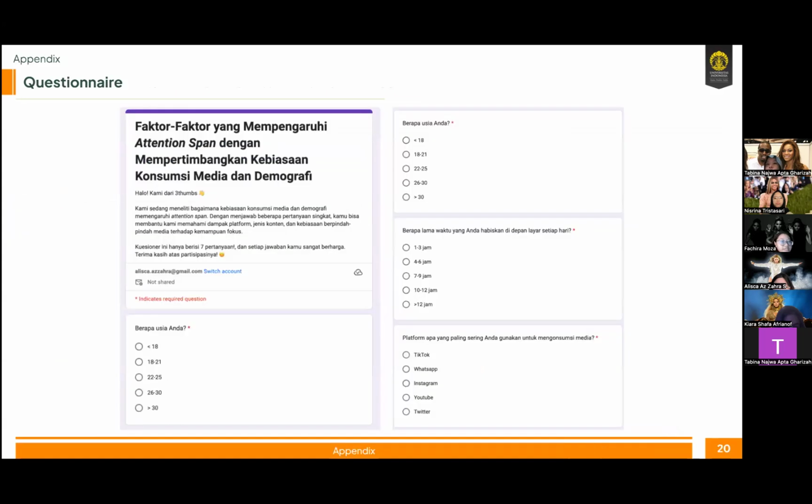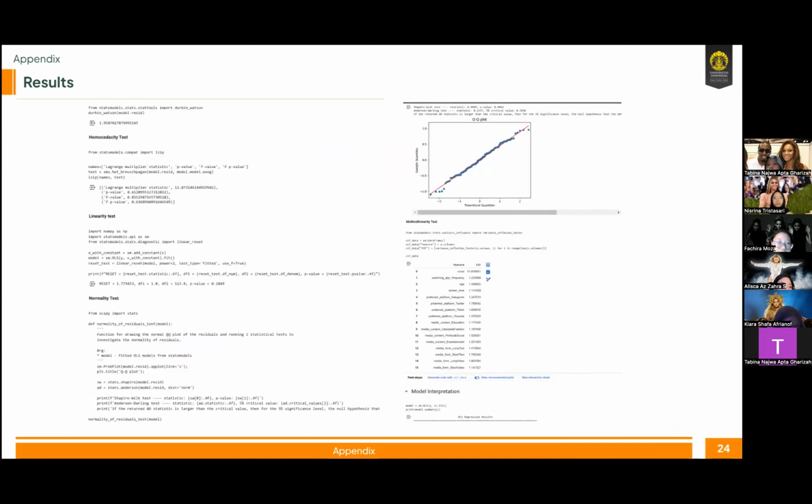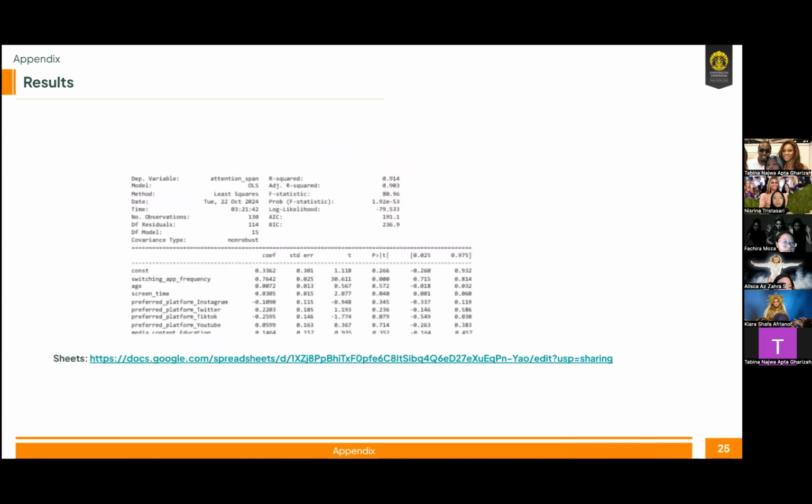And this is the questionnaire that we did. This is our result of the multiple linear regression. And here is the link to the sheets that contain our questionnaire data.